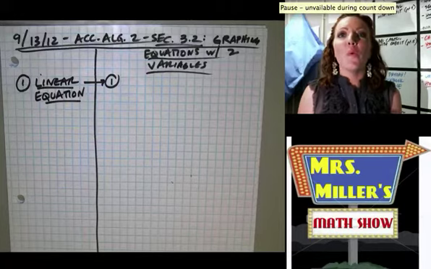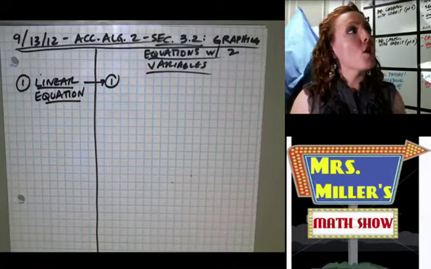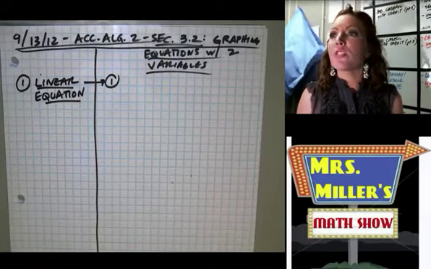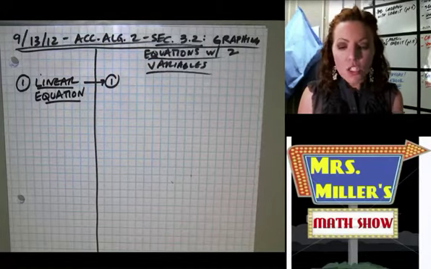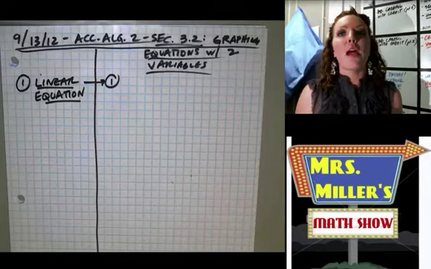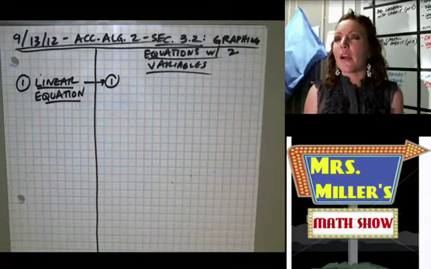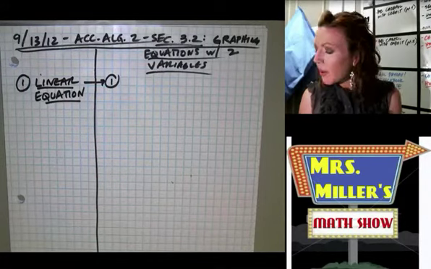Okay. This is a chapter that is all about graphs. Shh, that is everybody's cue to stop talking. Okay, so we started by graphing points and reviewing how to graph points. And today we're going to talk about graphing lines.